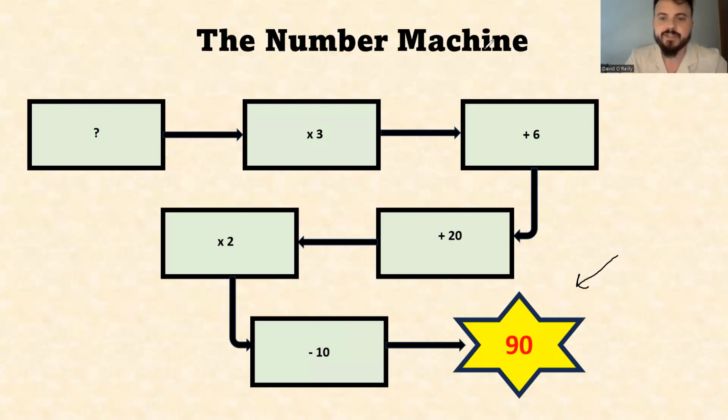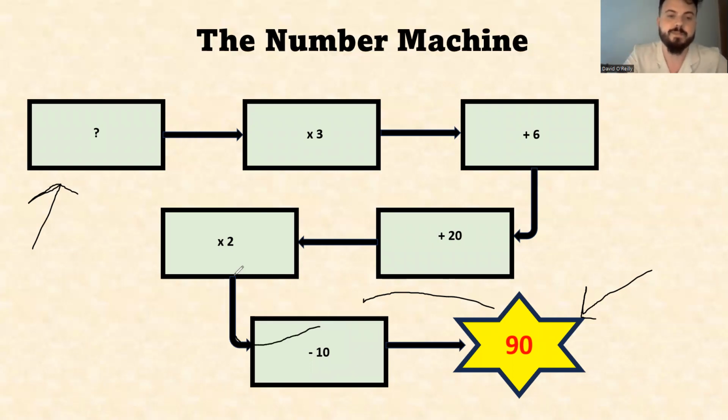So we're going to start this side of the machine, 90, and put it in the machine and see what number pops up here. So we've got 90, subtract 10. We need to add 10. We need to do the inverse, the opposite. And we know the opposite of subtract is add. So 90, add 10 is 100. 100 then goes into this part of the machine and is multiplied by 2, but we must divide by 2. 100 divided by 2. We've got to do the opposite, which is 50. Okay, I'm going to write 50 here so I don't forget.